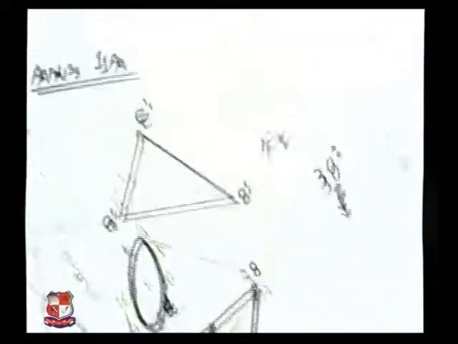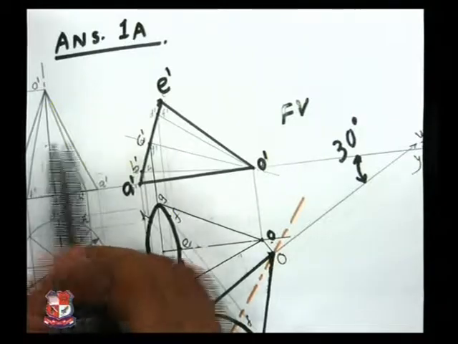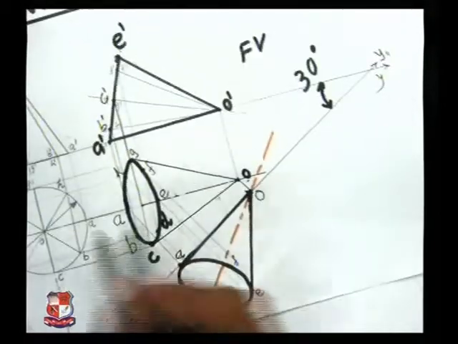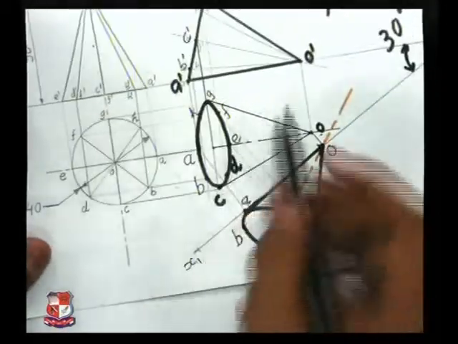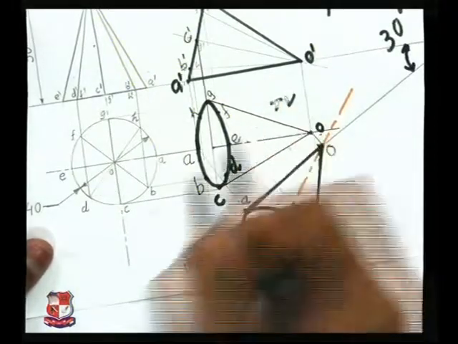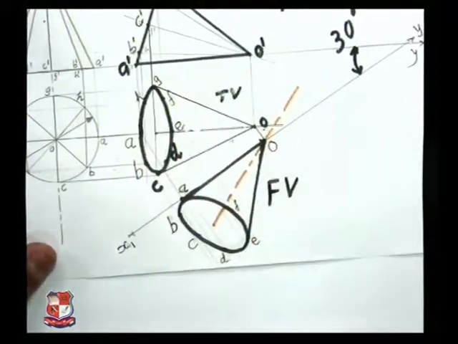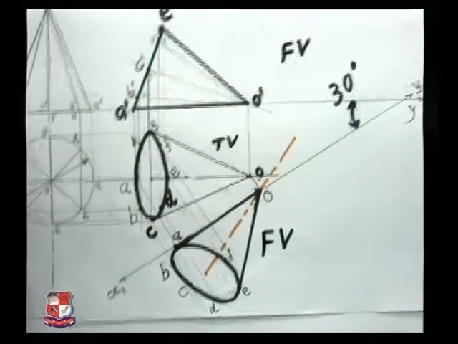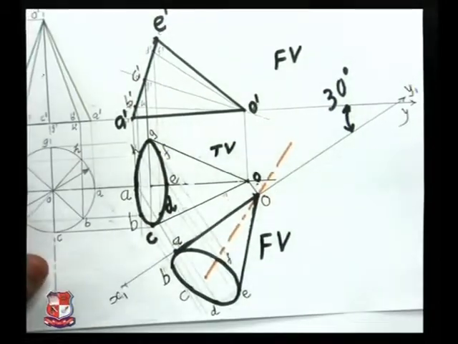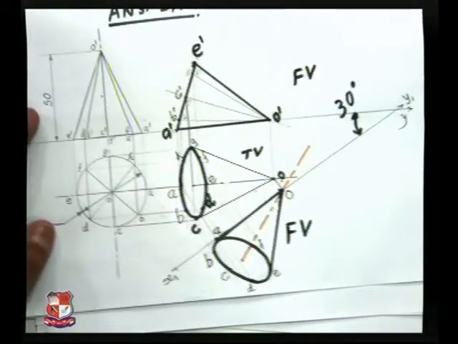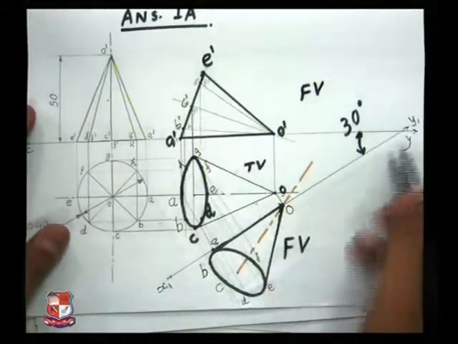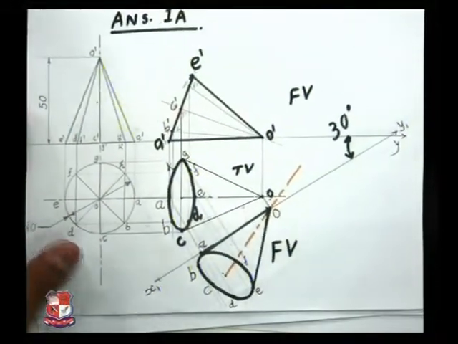This is front view. Answer number 1A, both these are front view. So write here front view. This is top view and this is top view. So you write here this is top view. Again, this is not top view, this is front view. So write here it's a front view. It may not always be the case that front view is above the XY line. Here front view is below this reference line, that is X dash Y dash line.